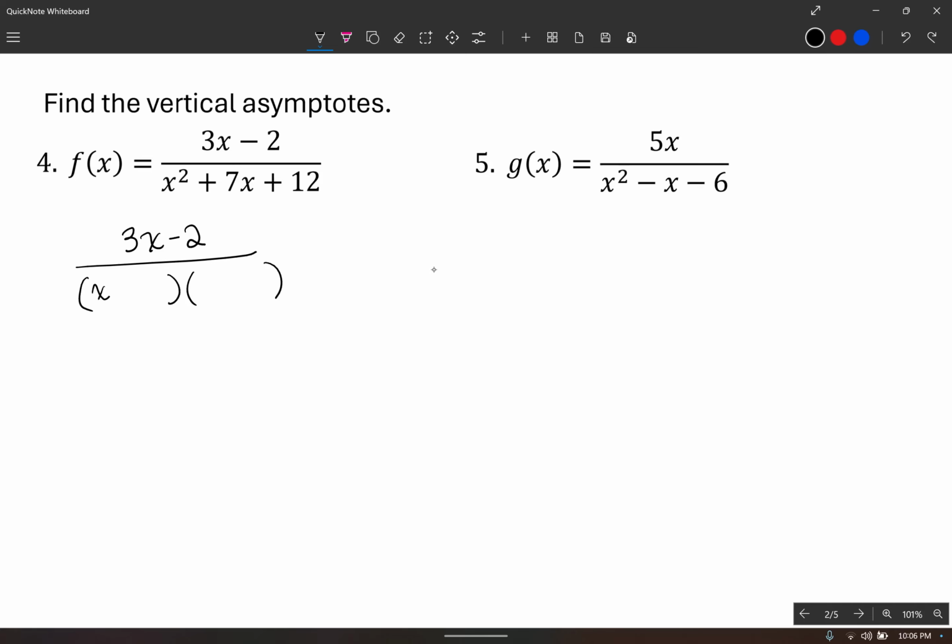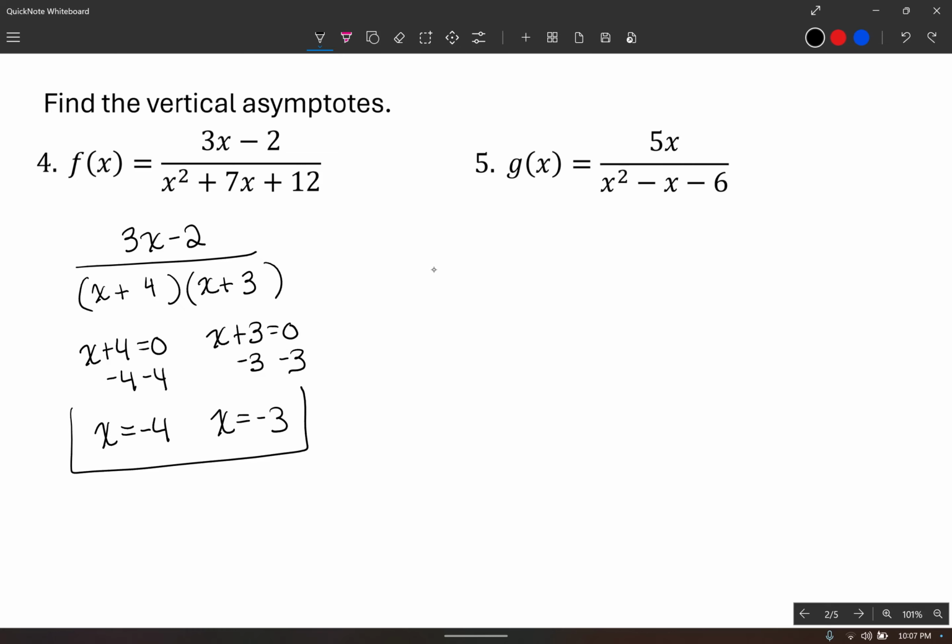So I have a plus and a plus, which means I'm going to look up front, and I have 2 plus signs. And then what multiplies to make 12 that adds to make 7 would be 4 and 3. So since I don't have a matching factor from top to bottom that would cancel out, I'm going to take those factors on the bottom and set them equal to 0, which gives me negative 4. So we have a vertical asymptote at x equals negative 4, and then another at x equals negative 3. So in this case, we have 2 vertical asymptotes.